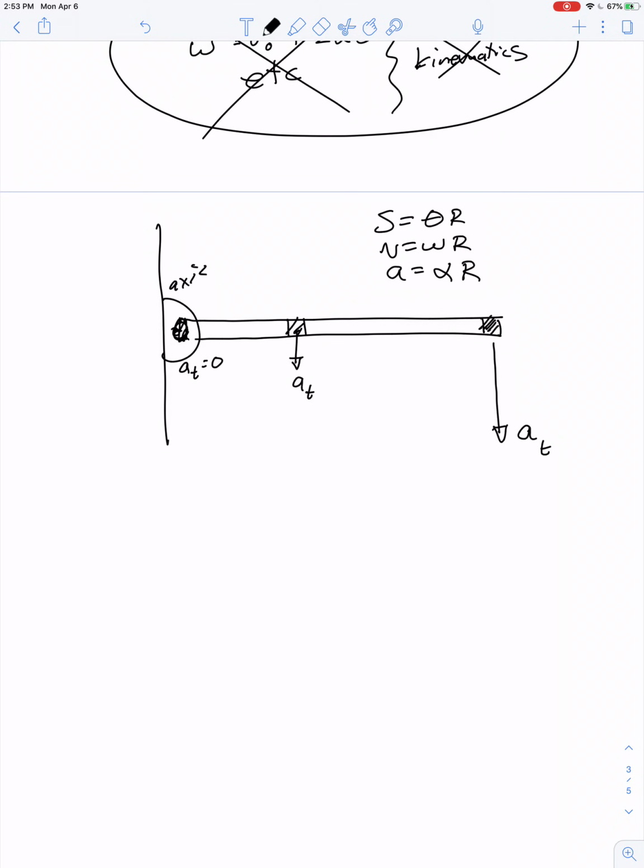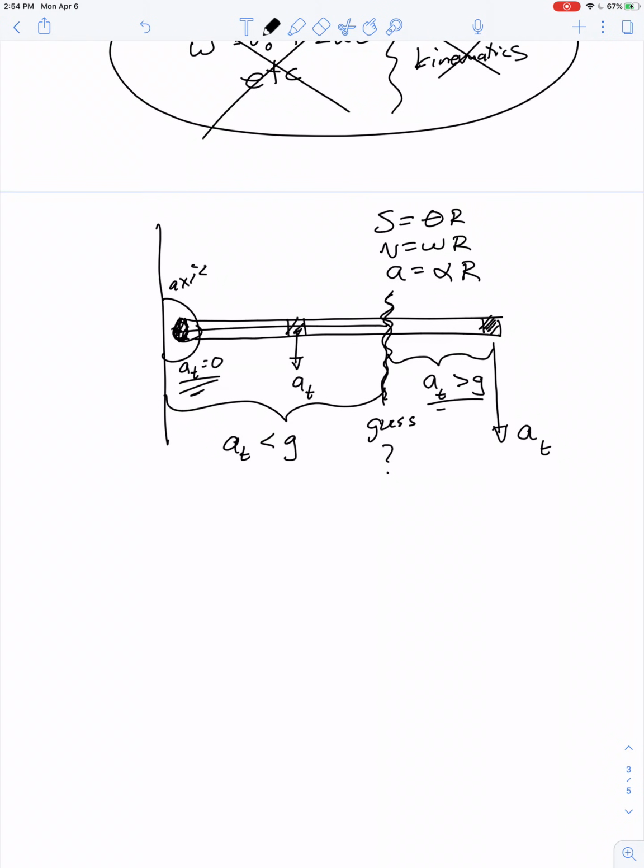So there are actually parts of the beam. I'm going to draw a line and make a guess and say everything beyond that point has a tangential acceleration that's actually greater than free fall acceleration. And all the points in here, starting with this one that has an acceleration of 0, have a tangential acceleration less than free fall acceleration. If that's the case, what exactly is this distance down the beam? Well, this should be easy if we just apply this relationship.